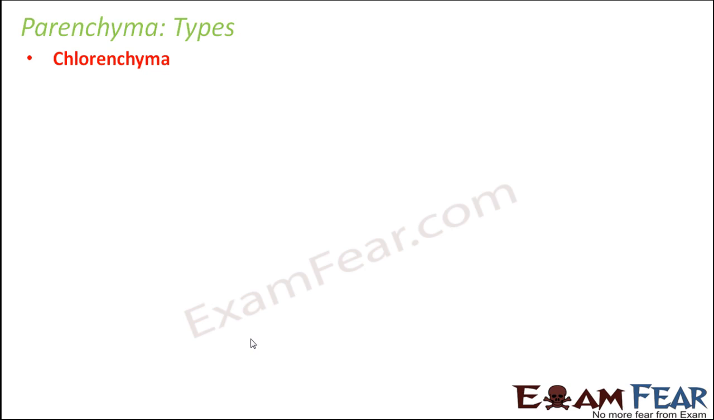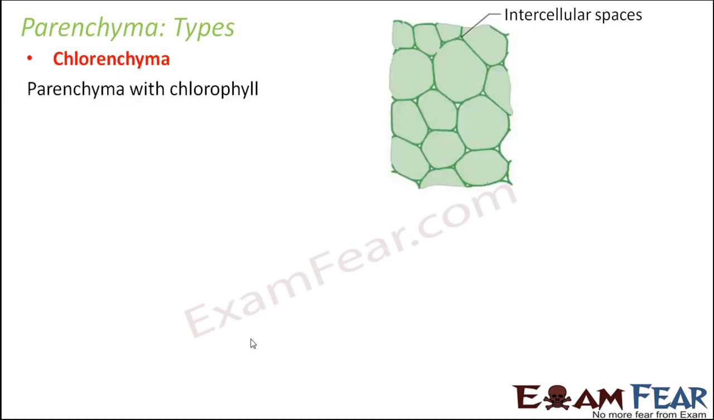Now talking about the types of parenchyma, there are two types of parenchyma, that is chlorenchyma and aerenchyma. Now I just can't say that they are the types of parenchyma, rather they are some specific names given to some specific type of parenchyma. When I say chlorenchyma, it is basically a parenchyma tissue with chlorophyll, and that is why the name chlorenchyma. From chlorophyll, it took the word chloro. So it is nothing but a parenchyma with chlorophyll.